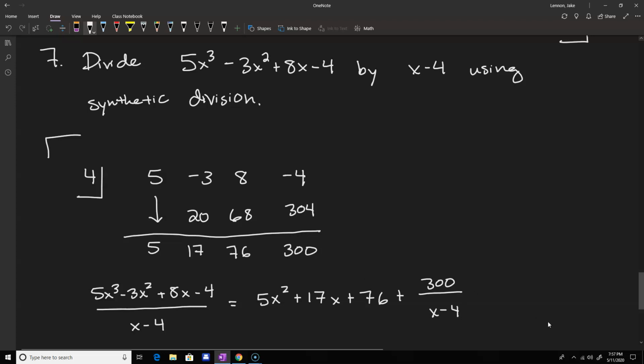So anytime you're dividing by a linear factor, meaning something with degree 1, as we are in this case x minus 4, your solution is going to be 1 degree smaller. So we started with a cubic polynomial, we divided by a linear, so we got a quadratic polynomial plus a remainder of 300 over x minus 4. And that's it for number 7.